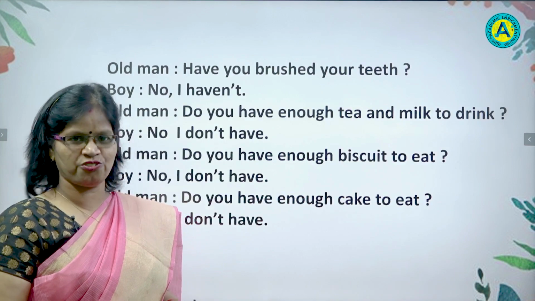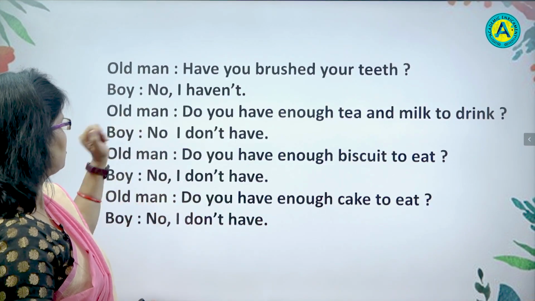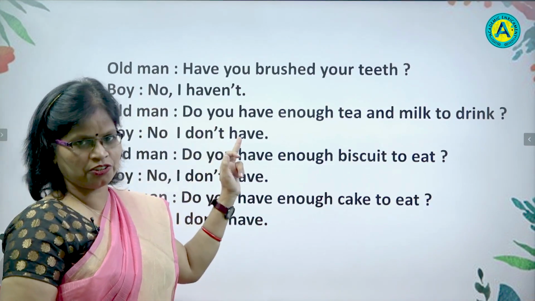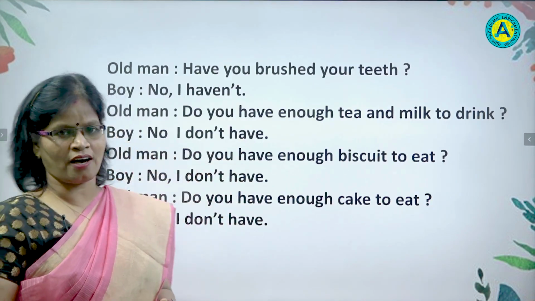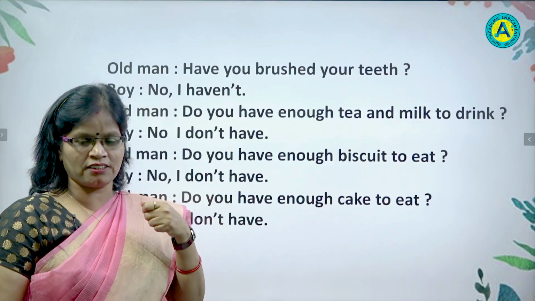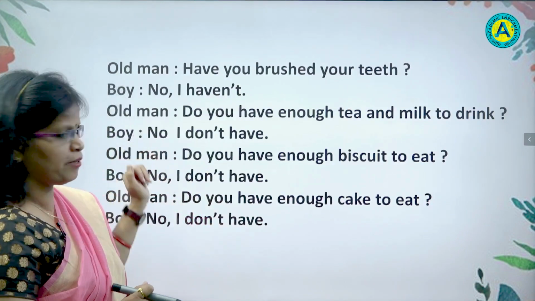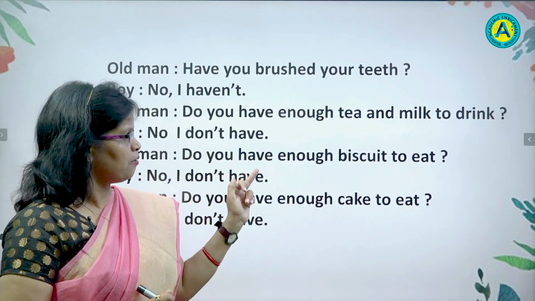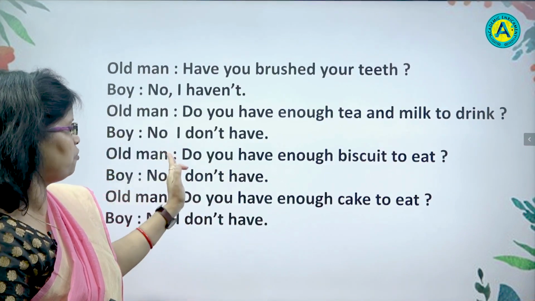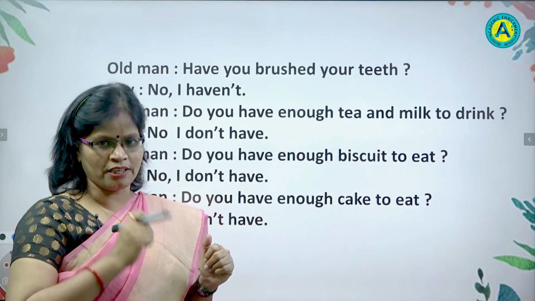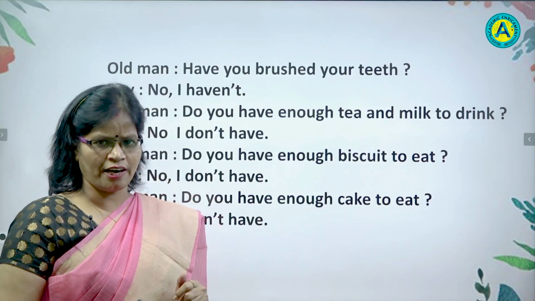Okay. Now students, let's discuss the conversation and understand it. Old man: have you brushed your teeth? Boy: no, I have not. So here, the old man asked the little thin boy, have you brushed your teeth? So what did the boy reply? No, I have not. Then, the old man asked, do you have enough tea and milk to drink? What did the old man ask? Yes, the old man asked, do you have enough tea and milk to drink? So what did the boy reply? The boy replied, no, I don't have.